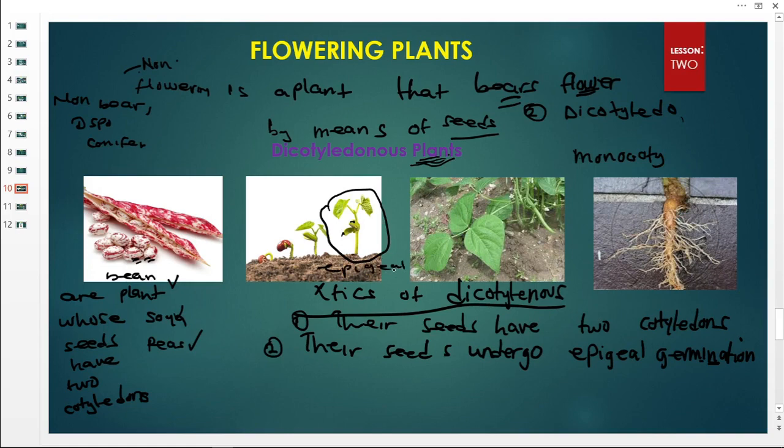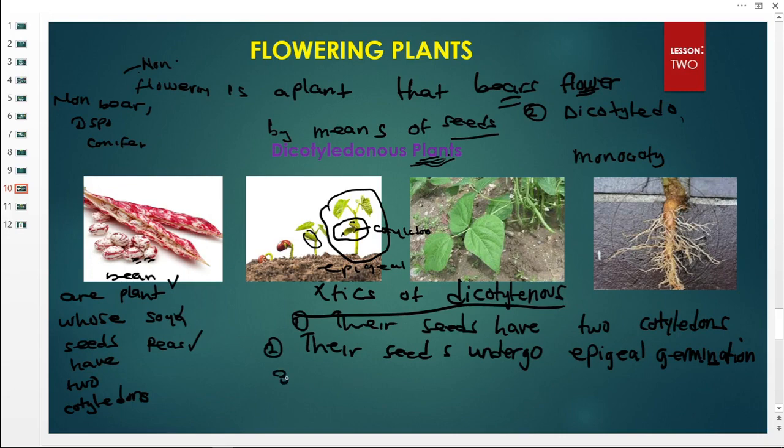So in simple terms, epigeal germination means the cotyledon comes out from the soil. So this is the epigeal germination, and these are the cotyledons coming out from the soil, and now this one is a seedling. Therefore this one becomes a dicotyledonous plant because their seeds are having two cotyledons, and the germination is epigeal.